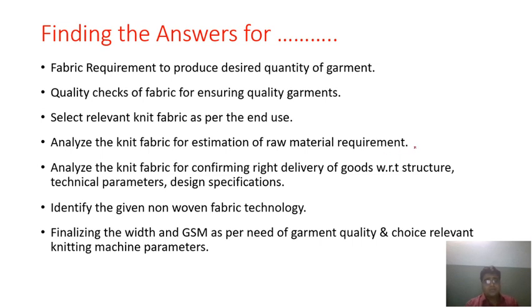Suppose you are planning to produce knitted fabric for producing 100 knit t-shirts. Definitely there are two ways. Either you can source the knitted fabric directly from the market, or you can plan to purchase the yarn and get the work done from the knitters. For that purpose, you must know how much raw material is required to produce the desired quantity of knitted fabric. At that time you need this analysis. We are going to learn this analysis in this course.